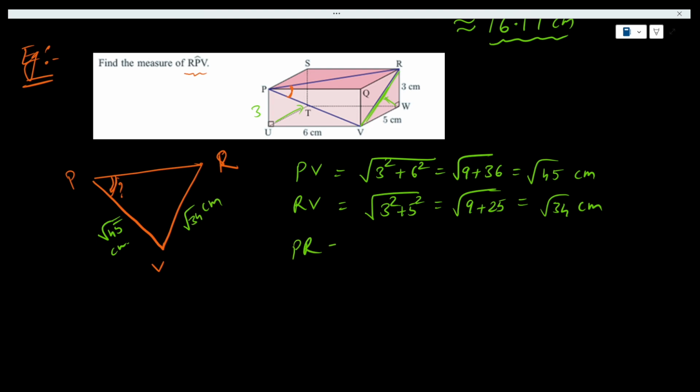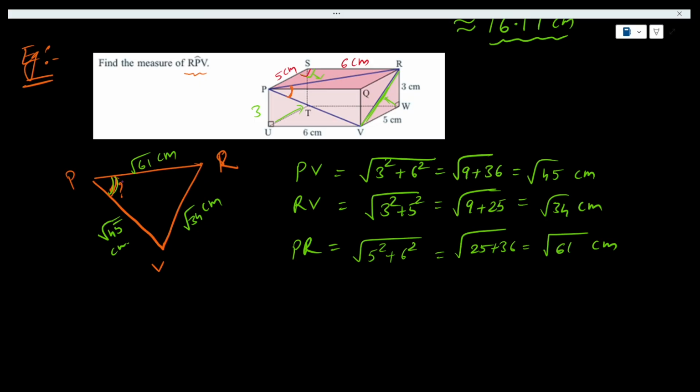Similarly here, if I take PR length, that is opposite to angle S, which is 90 degree. Now none of the sides here are known, but opposite sides are equal. So this will be 6 centimeter and this is the width, so that will be 5 centimeter. So I can take it here as 5 square plus 6 square, which is going to be 25 plus 36, will be root 61 centimeter. So this is root 61 centimeter. Now I need to get angle P, right? So till now we have used Pythagoras theorem because we are able to see the right triangle.